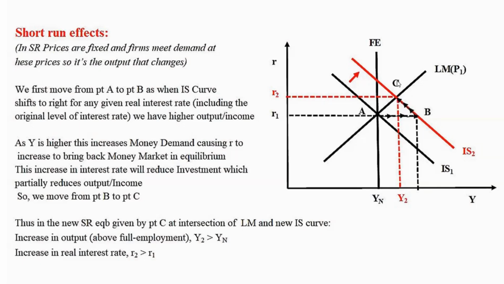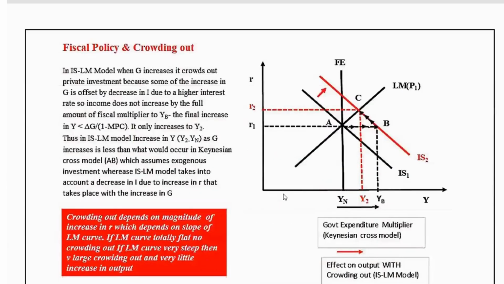So now at the new short-run equilibrium given by point C, which is at the intersection of the LM curve and the new IS curve, we can see that we have an increase in output above the full employment level, Y2 is greater than Yn, and there's an increase in real interest rate, R2 is greater than R1. To point out over here, we have something that we call the crowding out effect.